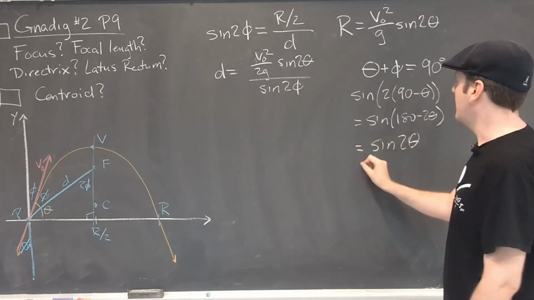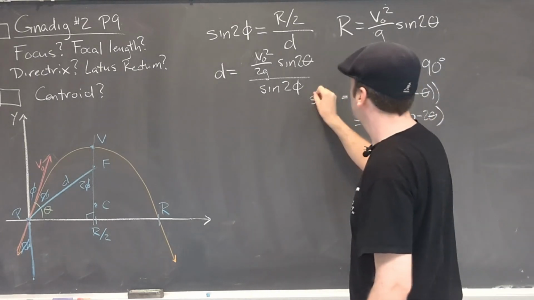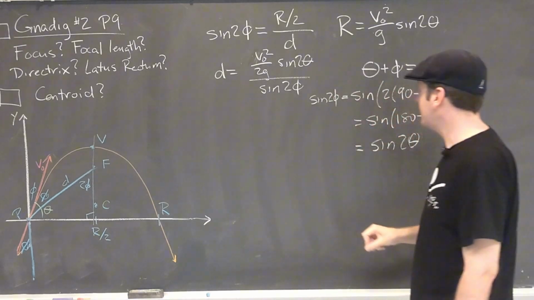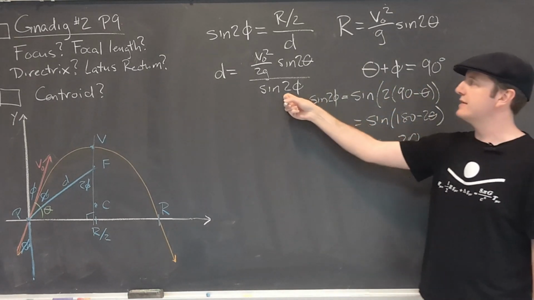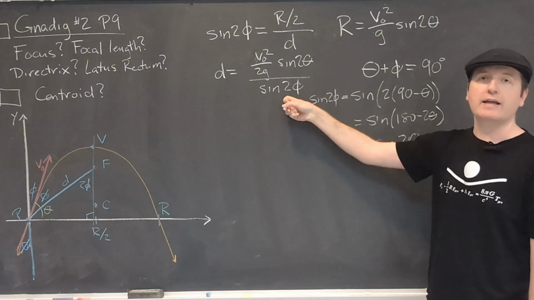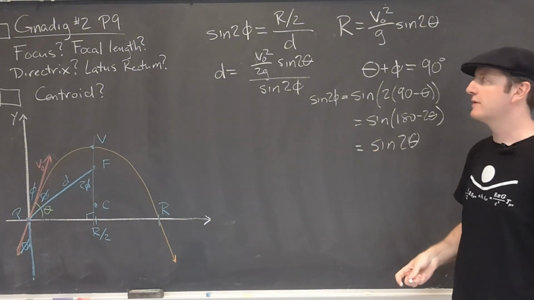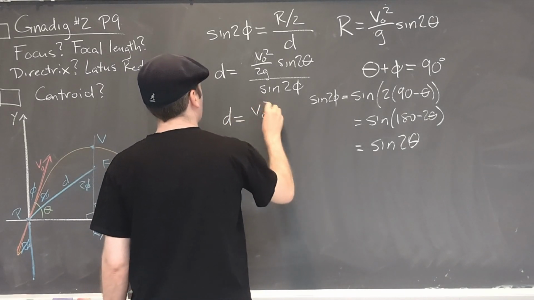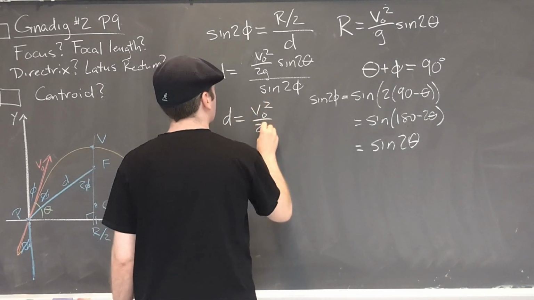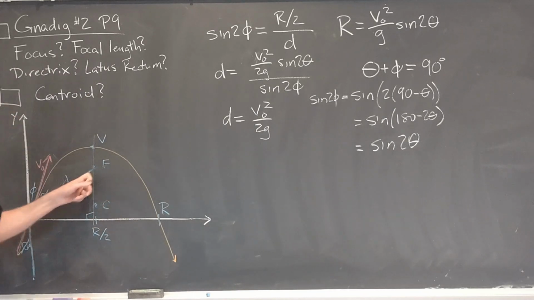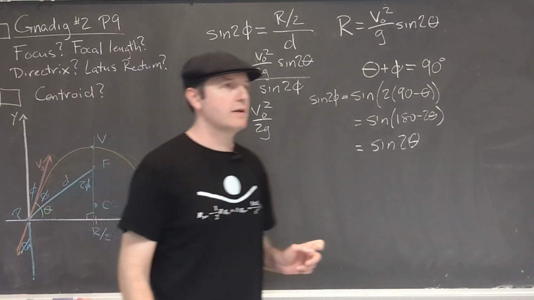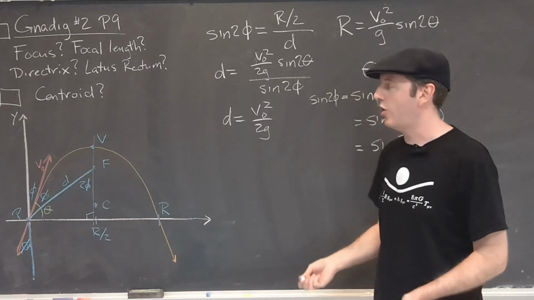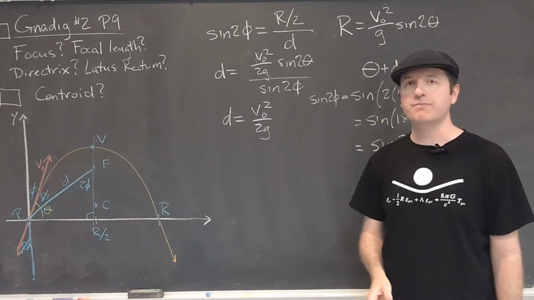So if sine of 2 phi equals sine of 2 theta, we can replace this with sine 2 theta. That cancels with the part that came from our range formula, and we end up with this remarkable result that this distance between my focal point and my launch point is independent of my launch angle. It's always the same distance, d.